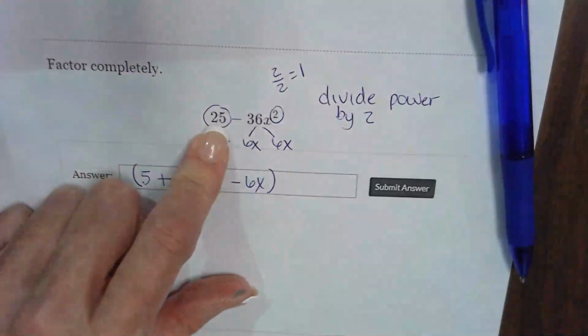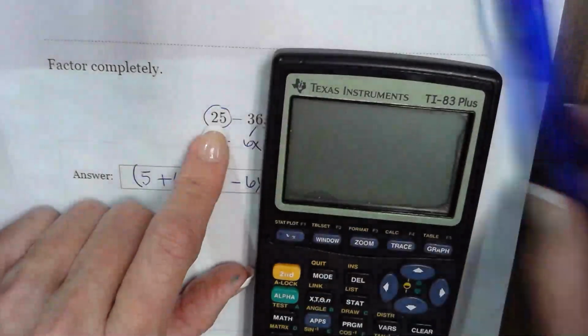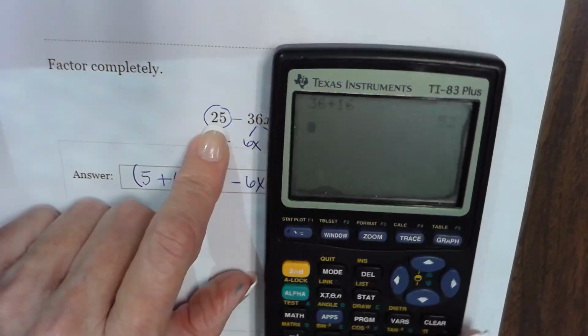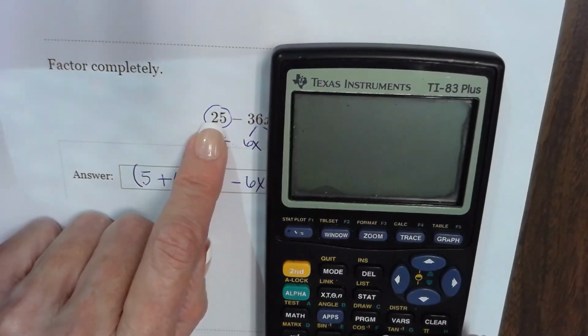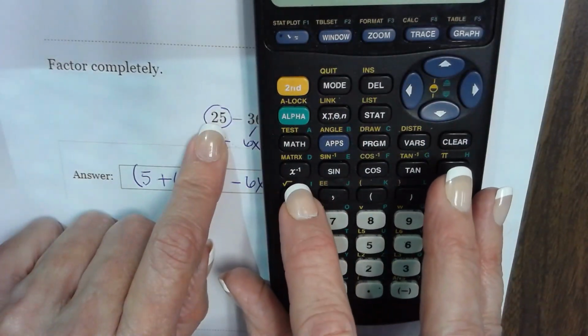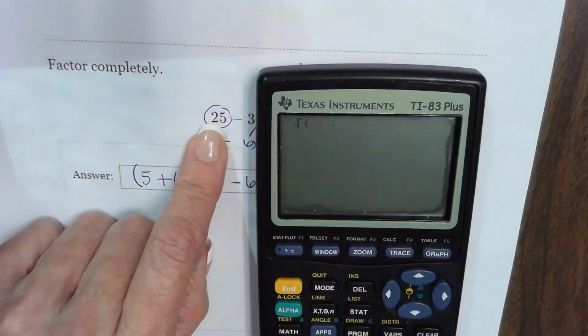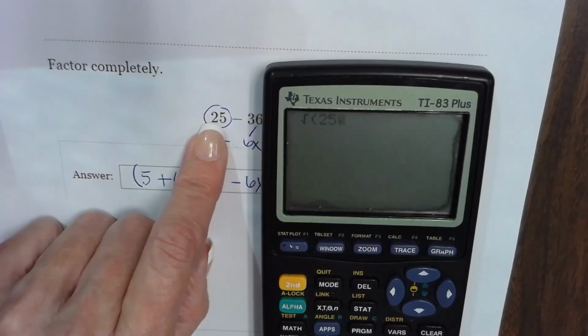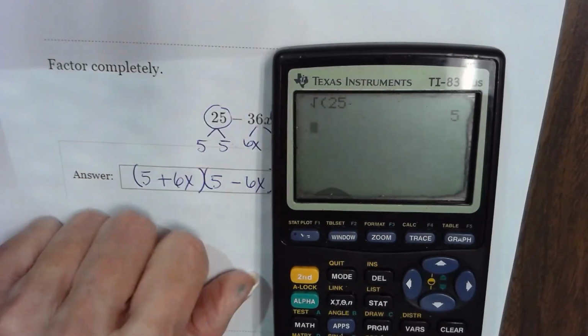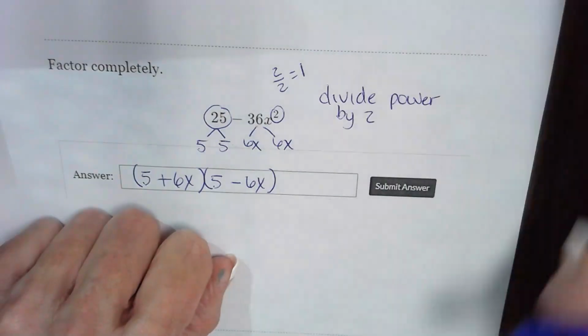If you struggle with finding what these perfect square factors are, folks, you can take the square root and it will tell you what that number is. So the square root button is right here. So if you press the yellow button and the square root button and you type your number in, it will give you that root, 5. Okay? All right.